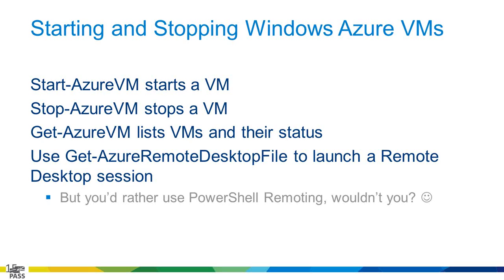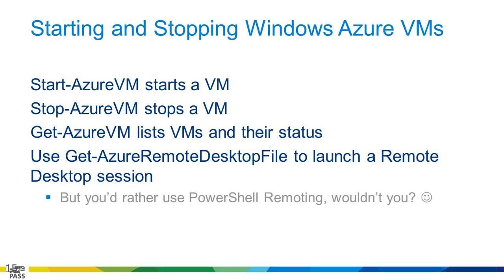Once you've got your Azure VM configured, then you'll use the start Azure VM to start it. And now, assuming this is a test system and not a production system, you'll want to shut it down when you're done testing, so you're not incurring the cost involved in running that Azure VM. And you stop it using stop Azure VM. The get Azure VM tells you all of your VMs and what their status is, whether they're running or they're stopped or they're spinning up or whatever.